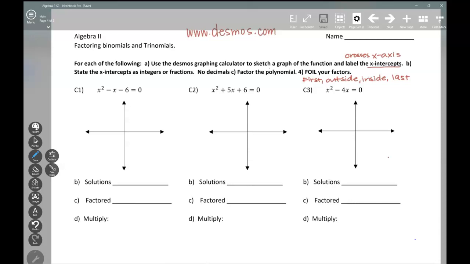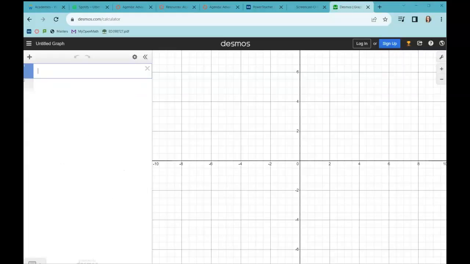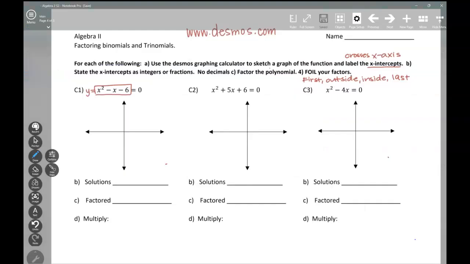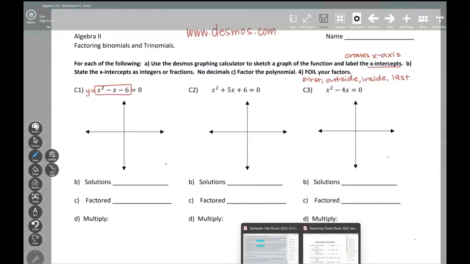Okay, for this first example, what you're going to do is plug this into your Desmos. I always like to start with y equals, just so I know that it's a y function. So you'll go into your calculator and type in y equals x squared minus, there we go, minus x minus 6.